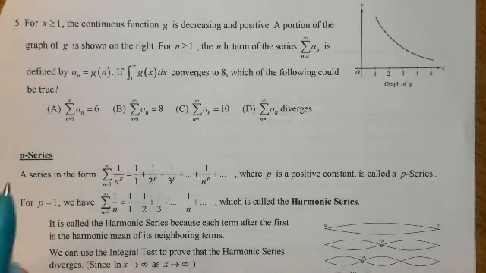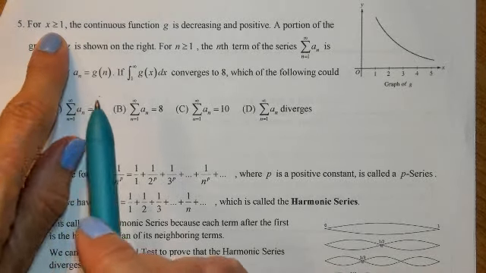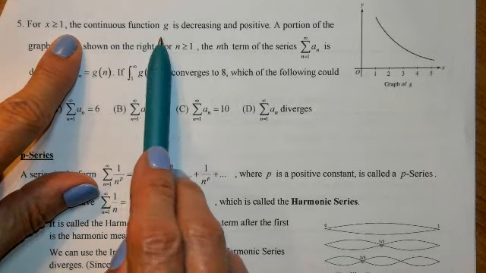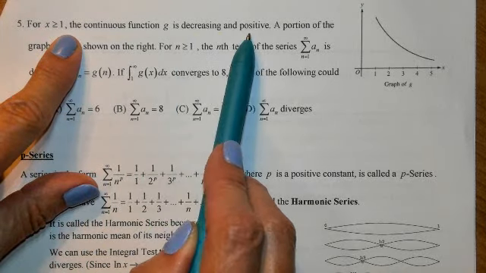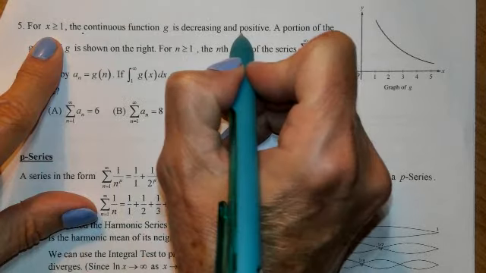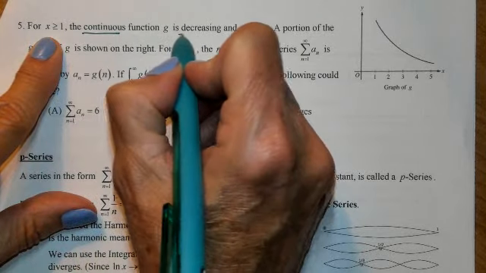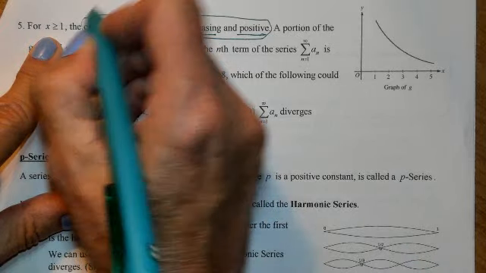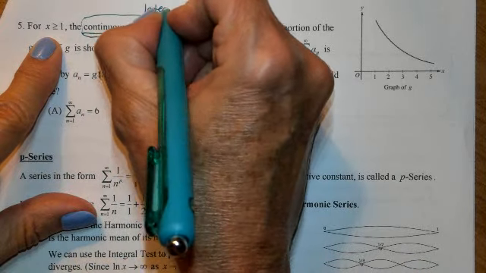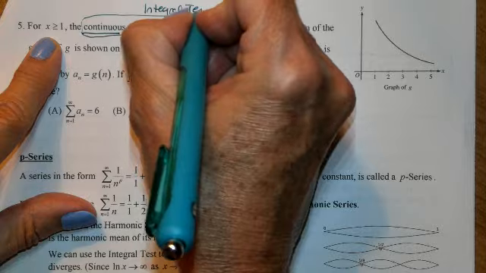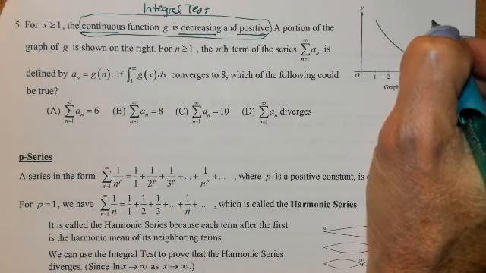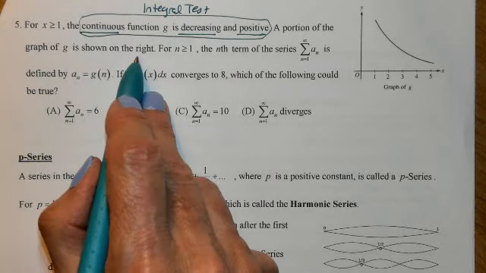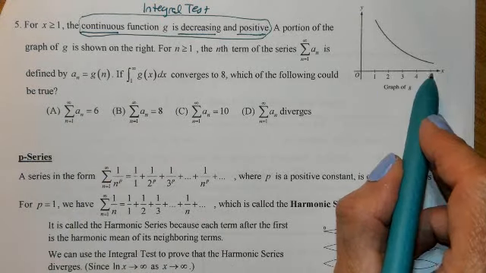Okay. All right. It says if x is greater than or equal to 1, the continuous function g is decreasing and positive. Positive, continuous, decreasing. When you hear that in order like that, think integral test. Think, I get to use the integral test. Okay? A portion of the graph of g is shown at the right, from 1 to 5.